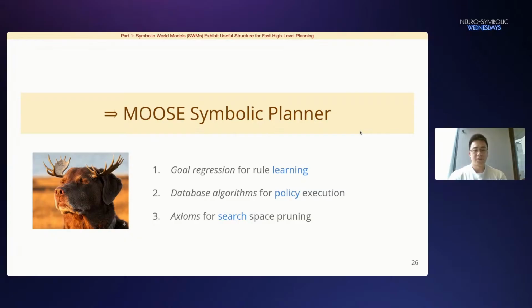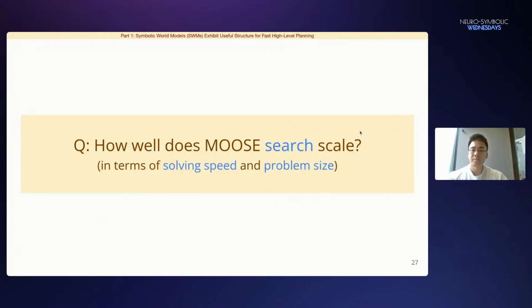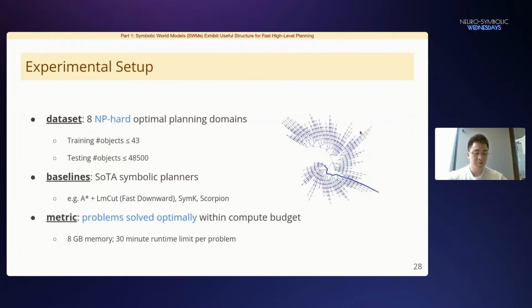So our Moose symbolic planner actually consists of three components now. It learns rules by goal regression. And these rules can either be used as policies or also for search to prune the search space. So again, we're going to ask the question, how well does Moose scale, but now for search? To answer this question, we now look at NP-hard optimal planning domains, where we require search, where policies may not be sufficient to solve these problems. And again, we're going to compare with state-of-the-art symbolic planners and use a similar metric.